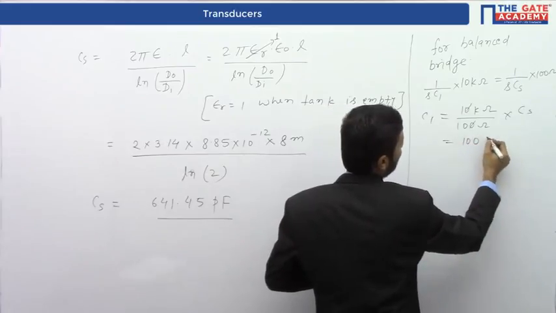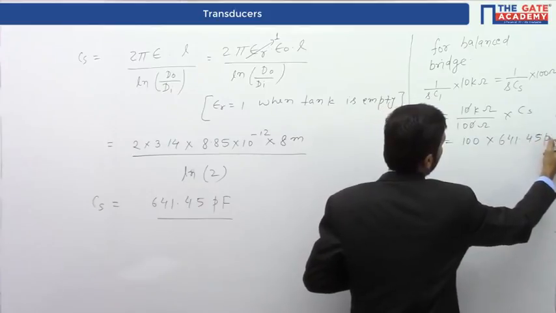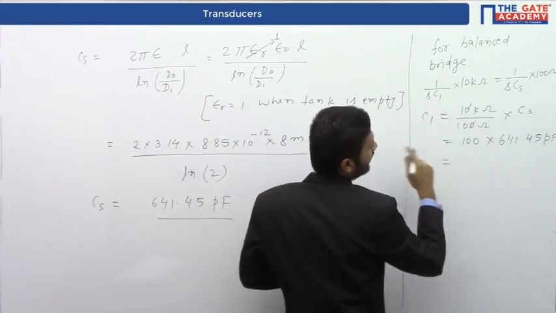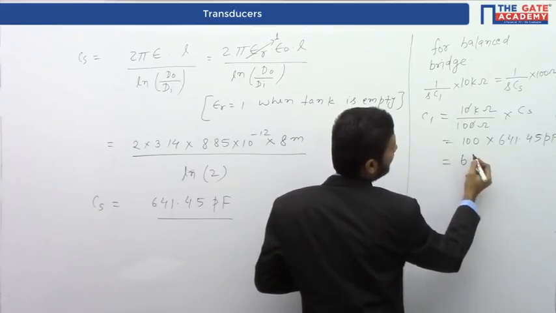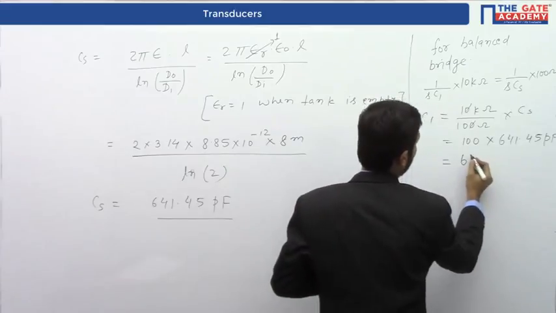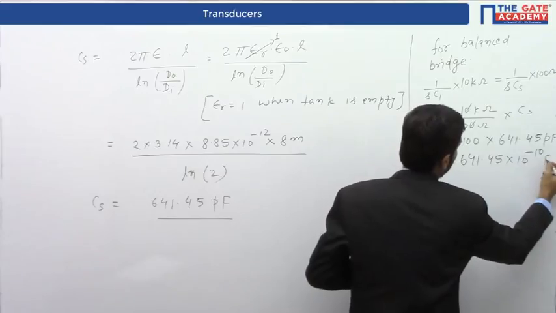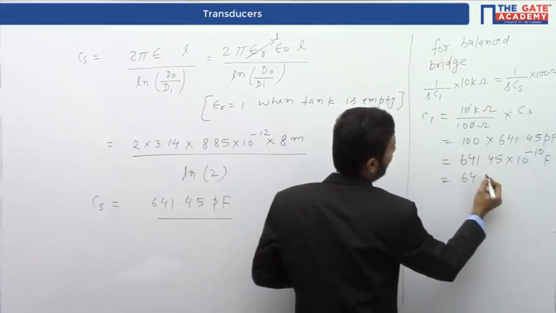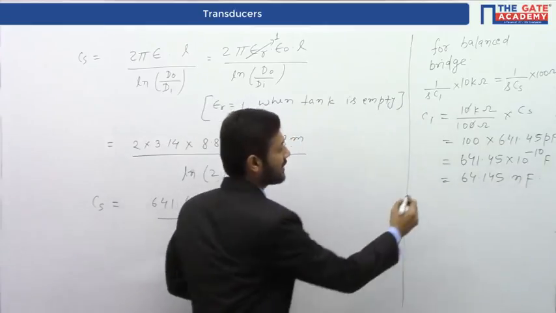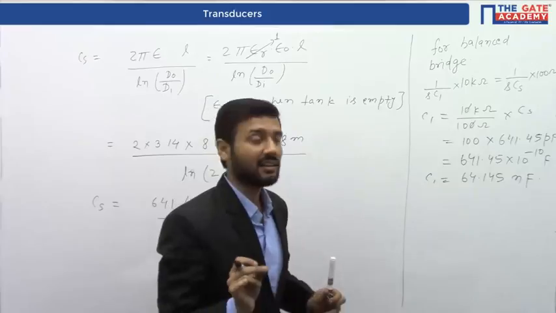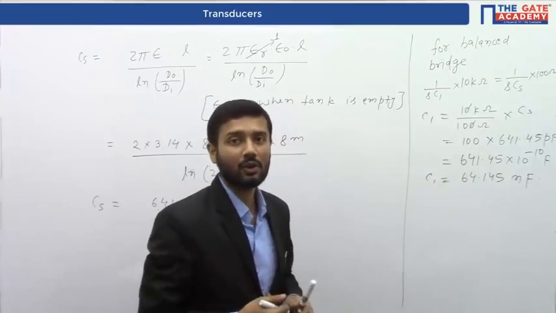That is equal to 100 into 641.45 picofarad, which is nothing but 641.45 into 10 to the power minus 10 farad, that is equal to 64.145 nanofarad. This C1 at the balance condition is 64.145 nanofarad.